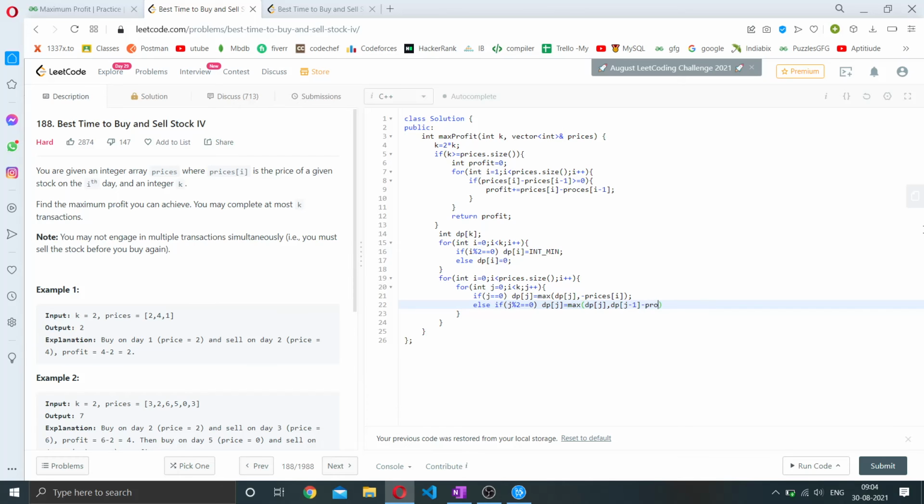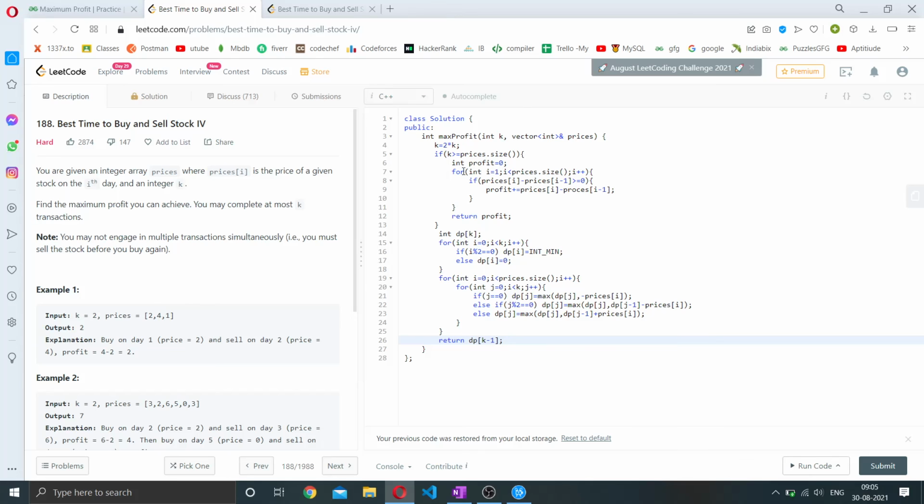And we buy the stock at the even state, so we will just decrease our current money. Else if we sell the stock, then our dp of j will be maximum of dp of j and the previous money, dp of j minus 1, and we have to sell the stock. So we will have some money, that will be dp of j minus 1 plus prices of i. In the last, we just have to return dp of k minus 1.